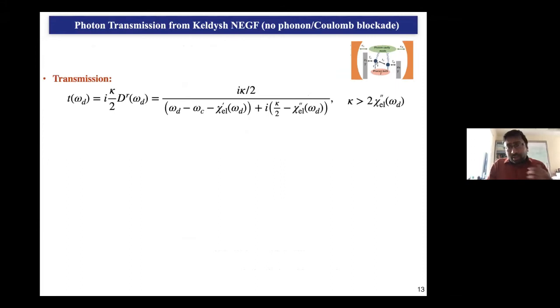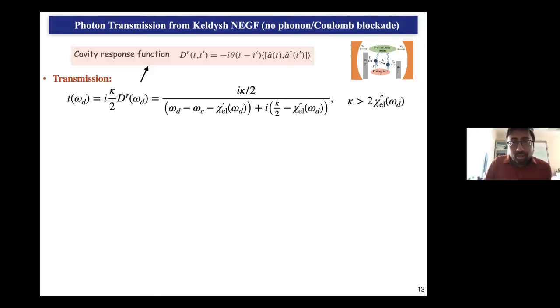Now, we actually took an alternate approach to get to this expression, but that was for a slightly different model, which was this same double quantum dot setup, but without phonon or without the Coulomb blockade regime. We incorporated the Keldysh non-equilibrium Green's function approach, which essentially tells you that the transmission is nothing but the response function of the cavity, and that's what we call the D^R. And if you look at the response function, you exactly get, even from this Green's function approach, the same looking form. And this response function is essentially the retarded Green's function of the cavity operator. And once again, this is the same.